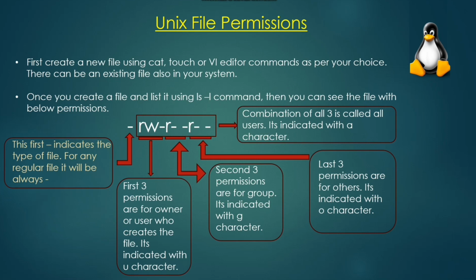The next one is r--. That is the second set of permissions, which is for group, so it is indicated with the g character. Then we have r-- as the last one. The last three permissions are for others, so it's indicated with the o character. If we combine all these three groups, then it is called all users, indicated with the a character. So there are a total of three groups: one is user, the first three, the second is the group, and the third is others.